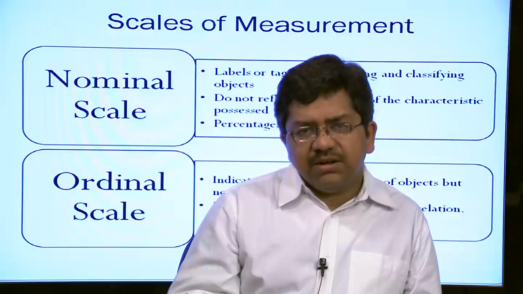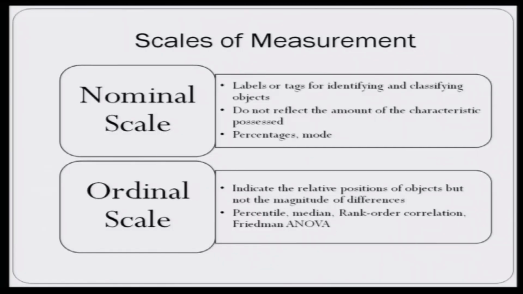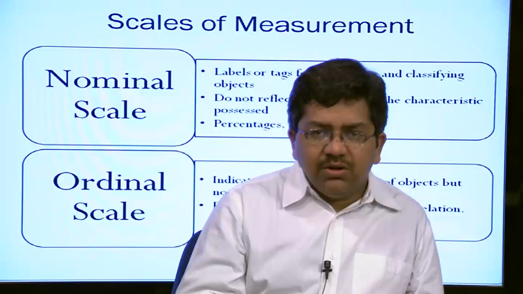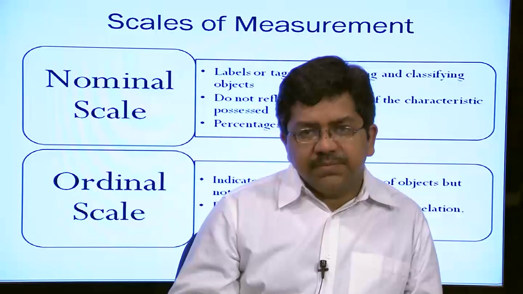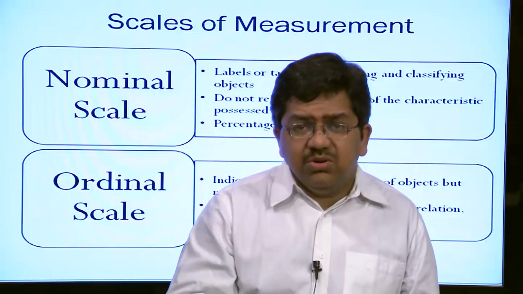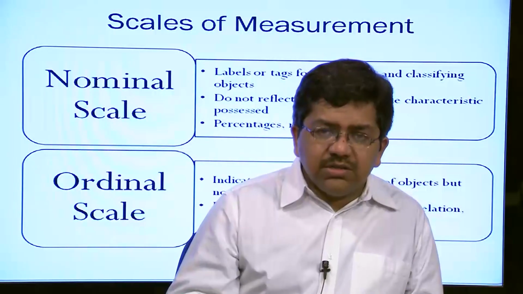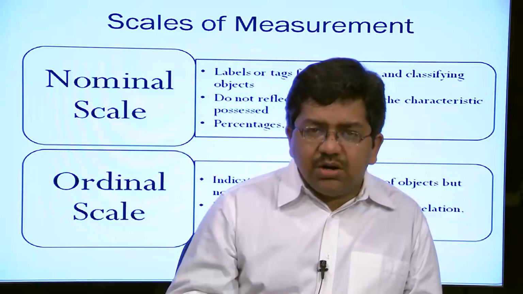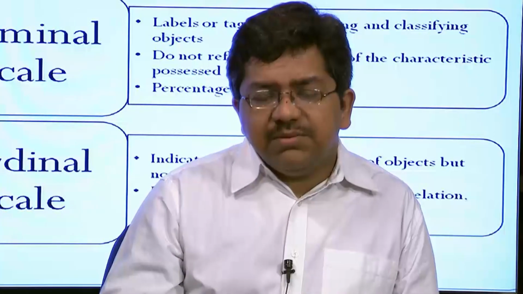The nominal scale is the most basic type of scaling. Here labels or tags are used for identifying and classifying objects. You just assign some symbols or numbers to objects to identify them. However, they do not reflect the amount of characteristics possessed. One example of the nominal scale is your registration number in this course. Registration numbers 1, 2, 3, 4, 5 up to 5625 people registered for this course. Each one of you has a registration number. So, that is a nominal scale.